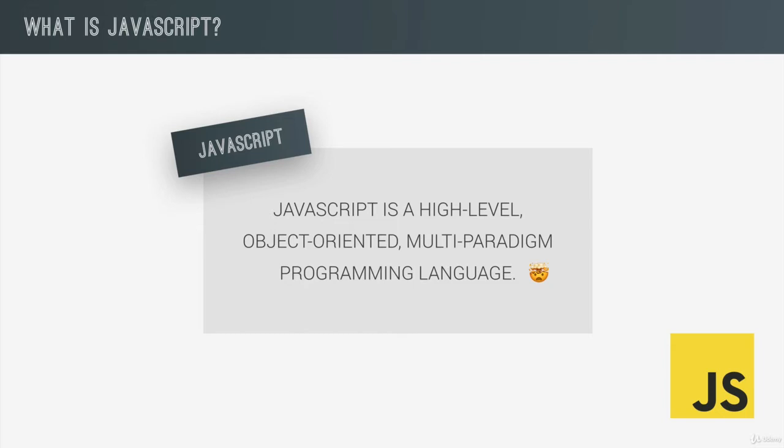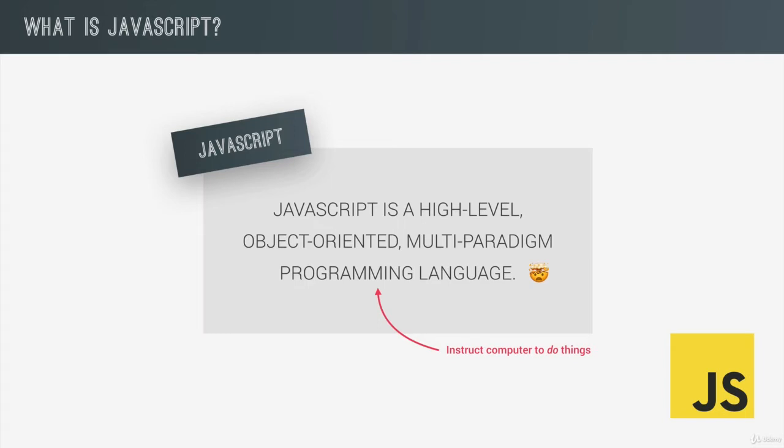Starting with programming language itself, a programming language is basically just a tool that allows us to write code that will instruct a computer to do something. And of course, that's our main goal of using JavaScript, right?